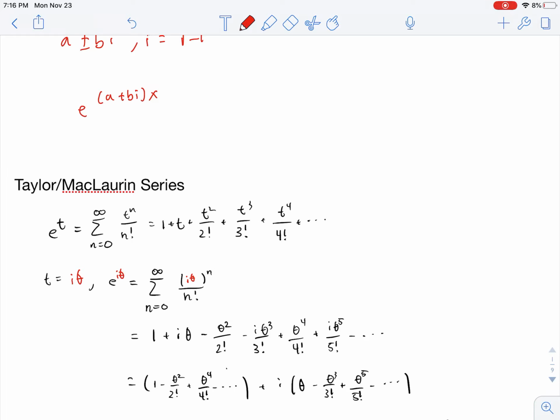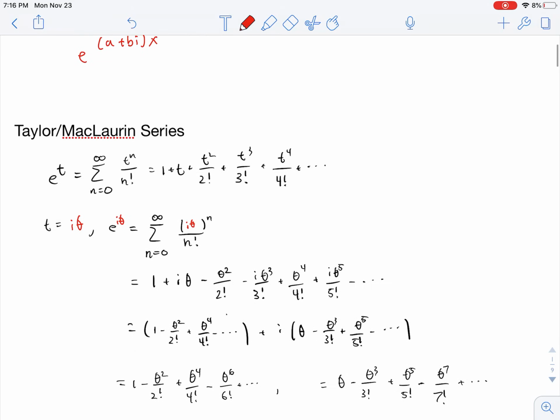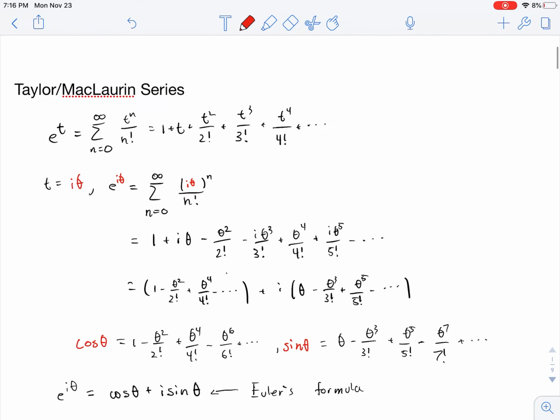If you guys remember back to Calc BC, these two infinite series are similar to what we knew before. And if it does look familiar, it's because it is. The left side is actually equal to the Maclaurin series for cosine theta, and the right, as I'm sure you can guess, is equal to sine theta. So if we plug this back in, we get that e to the i theta is equal to cosine theta plus i sine theta. This is known as Euler's formula. Just remember this, because we will be using it a lot in the rest of this lesson.